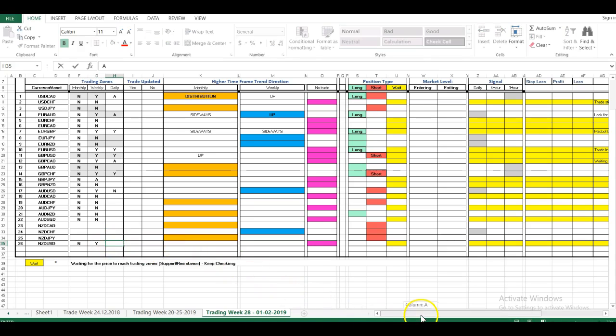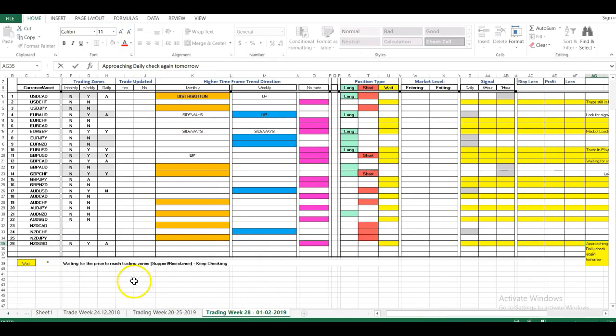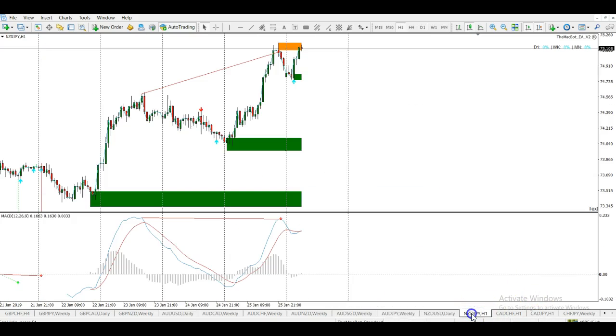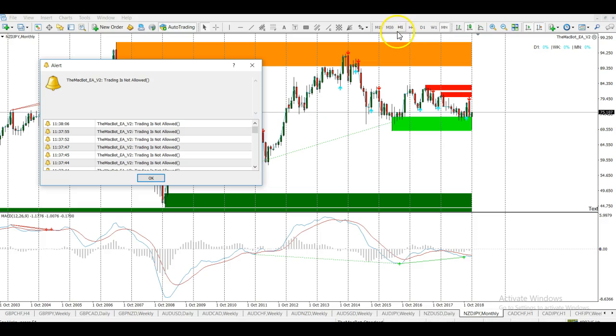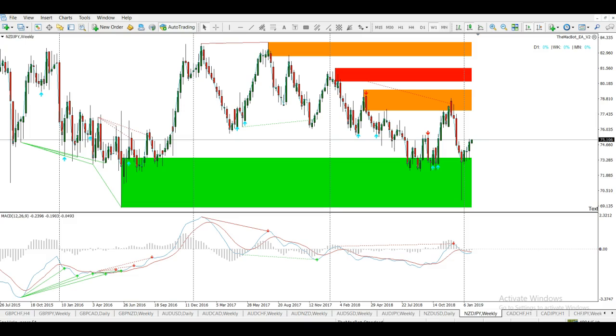And in the comments section, approaching daily. Check again tomorrow. Just gonna be a good trade for later in the week to sell, short term. And we'll just check it out again tomorrow. So next one, Kiwi yen. The last one of this session, monthly no, weekly no, so 2 no's.